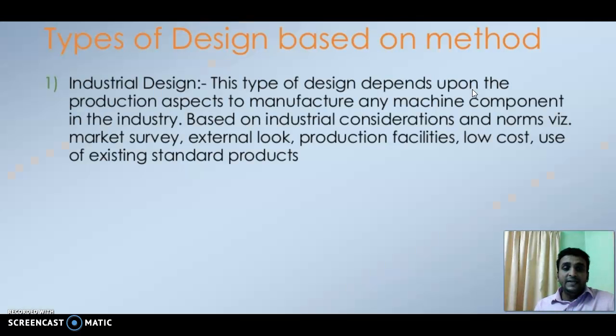Then the last one is the industrial design. This type of design depends upon the production aspects to manufacture any machine component in the industry, based on industrial considerations and norms, and vice versa. Market survey, external look, production facility, low cost, use of existing standards. So these are the different points we have to note during industrial design.